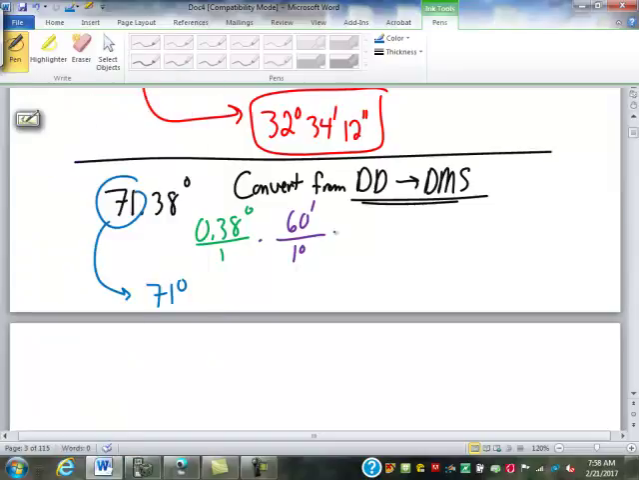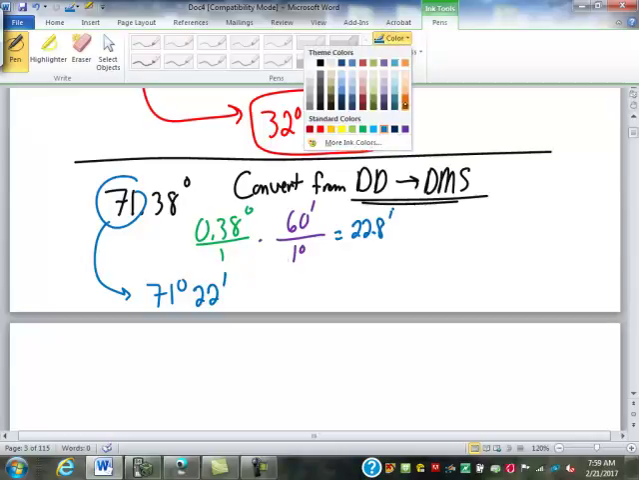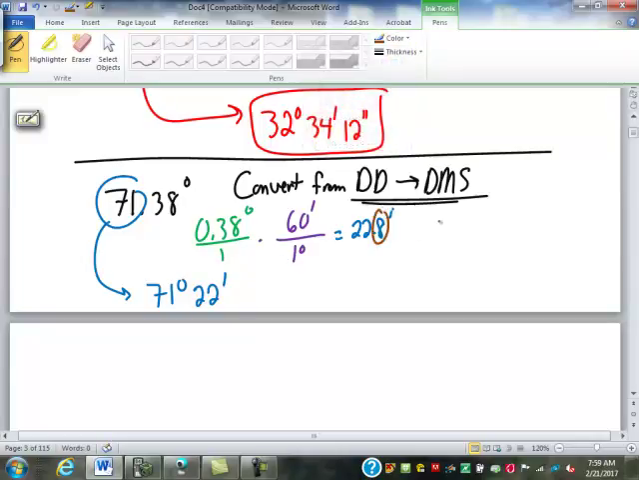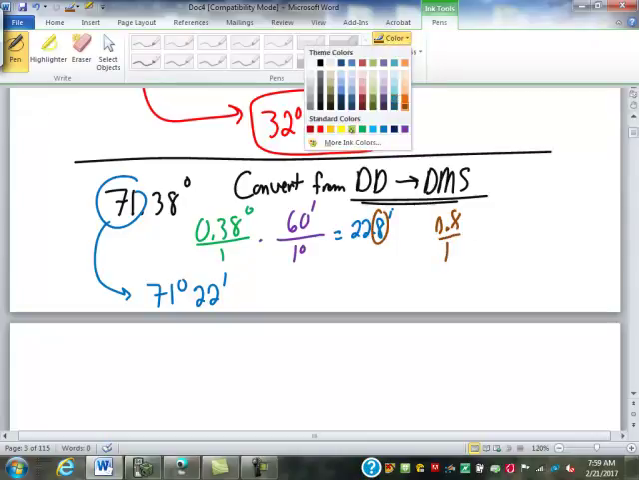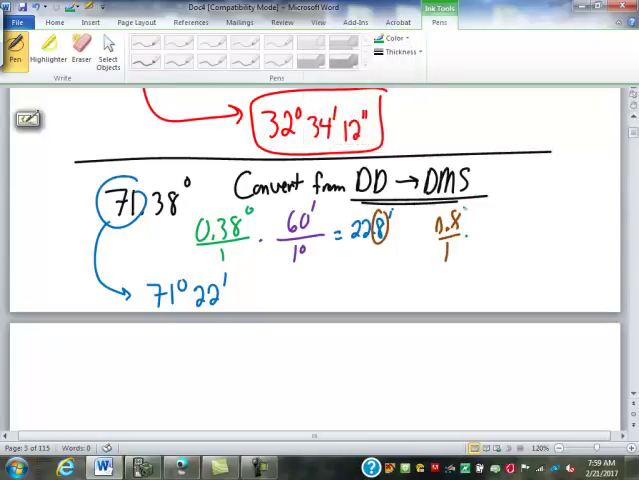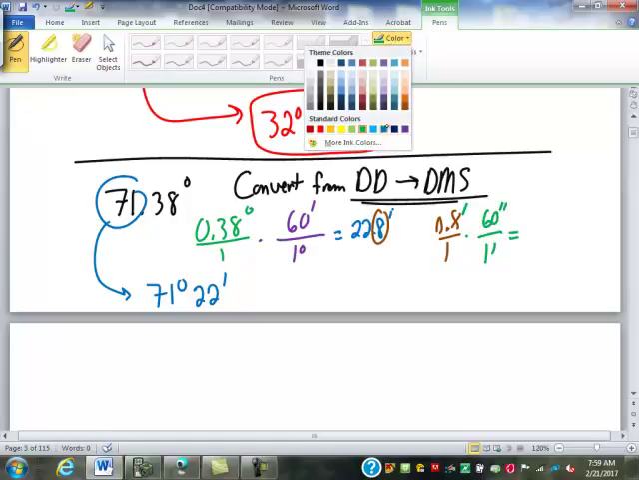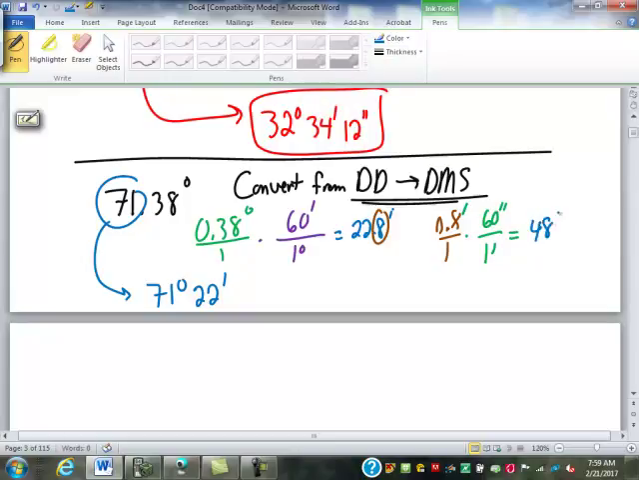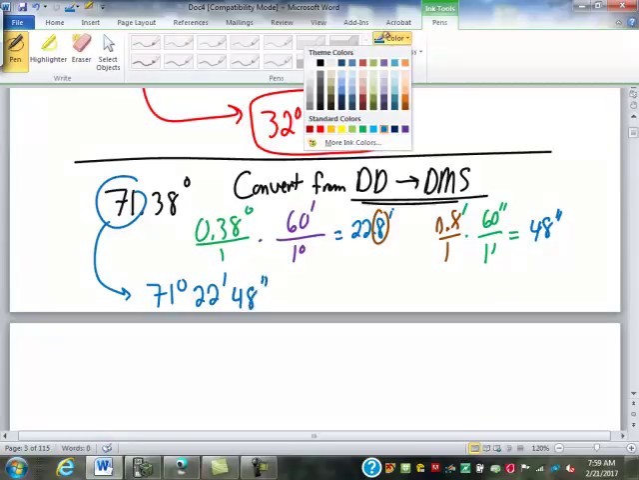Gives us 22.8 seconds. So we got 22 seconds. And we got the 0.8 left, the decimal. 0.8 over 1. That's in minutes, so 1 minute, 60 seconds. So 0.8 times 60 is 48 seconds. So this is 71 degrees, 22 minutes and 48 seconds.